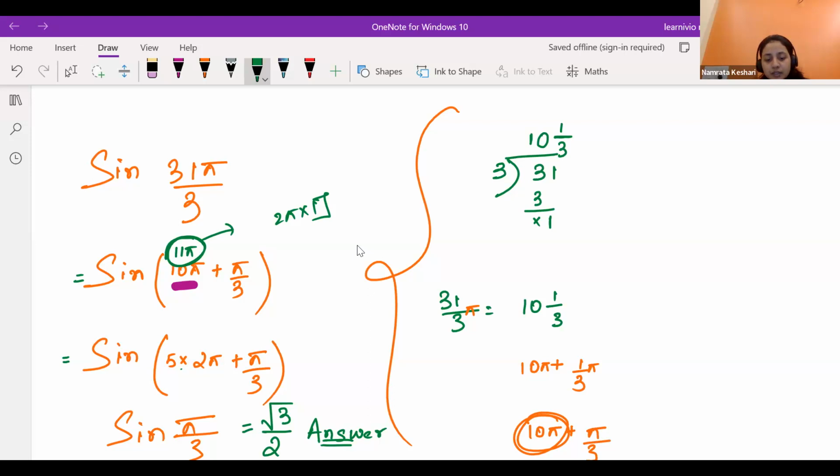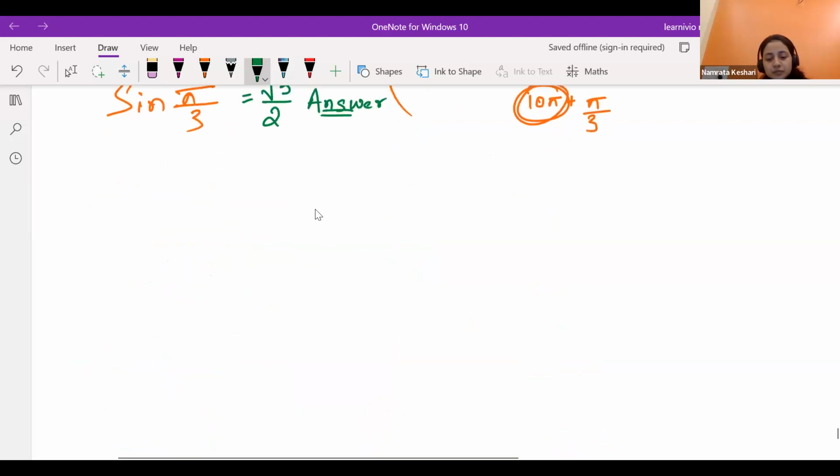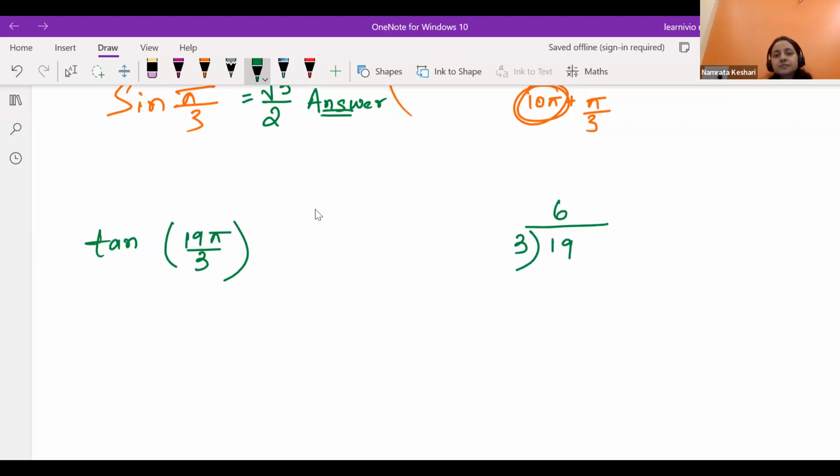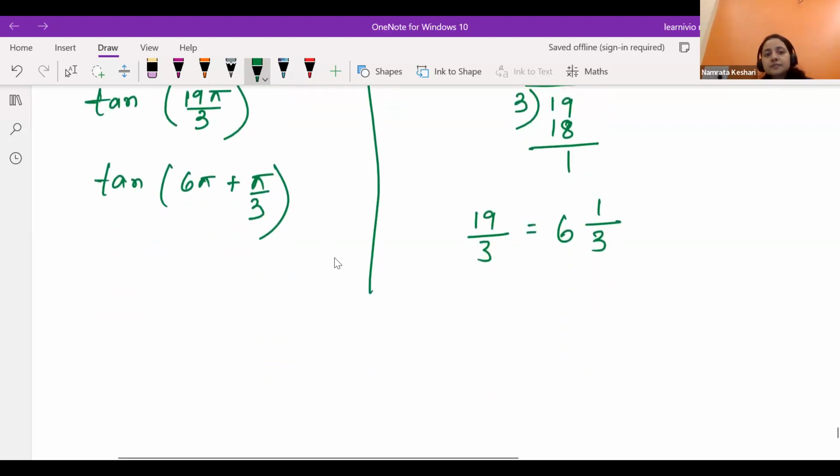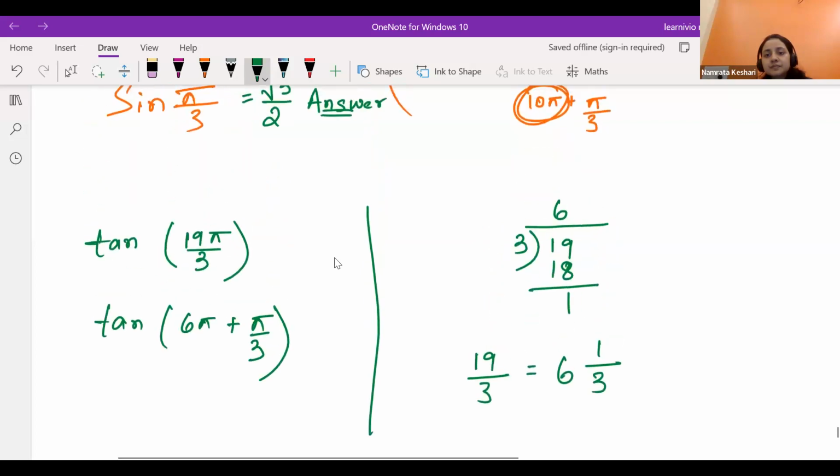Okay, let's continue. Let me take the next example: 19 pi by 3. Let's do the division. We can write 19 by 3 as 6 and 1 by 3. Yes or no? So 19 pi by 3, we can write as 6 pi plus pi by 3. Are you getting it, Ali and Alina?